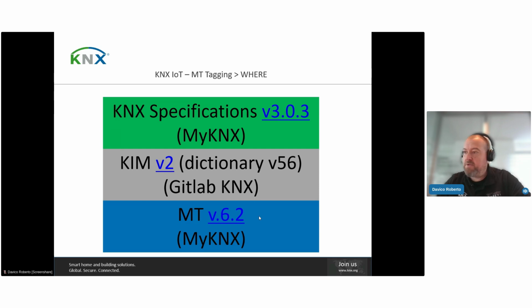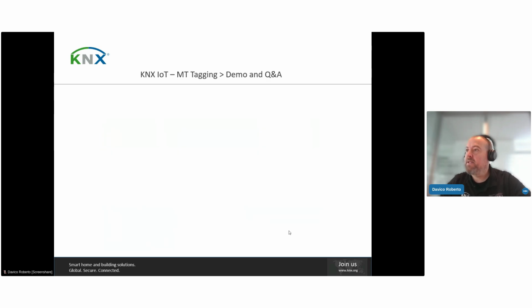And then, of course, you need to use MT. I posted it here. This should come again from MyKNX or from the shop. This should be in your portfolio already. You just need to get the latest one installed on your PC. So these are the three pillars. You can start to make the semantic tagging a reality in your product portfolio.